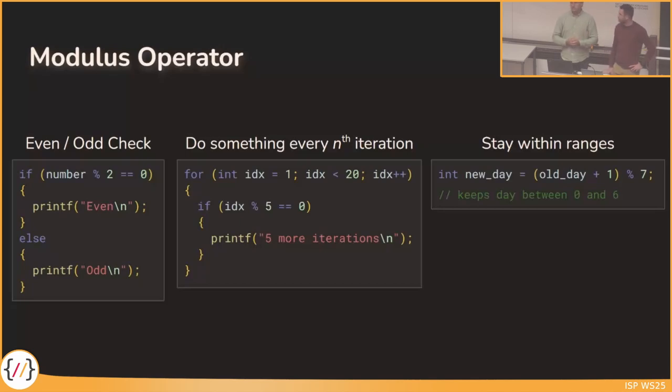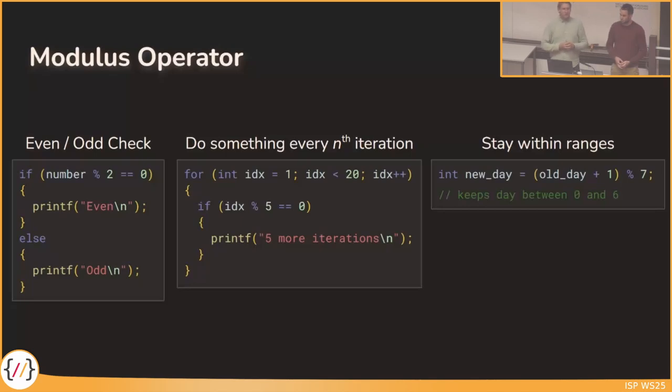But the even and odd check is not the only use case that we have for the modulus operator. We can also do something every 5th iteration, every nth iteration. So if we have a for loop, for example, we can say, okay, I want to print something every 5th iteration. So when we have reached 5 iterations in the loop, then we print here 5 more iterations. And this is done every 5th time because we use the modulus operator and say, okay, if the remainder of the current index modulus 5 is 0, then we reach the 5th iteration again and we print something or do something else.